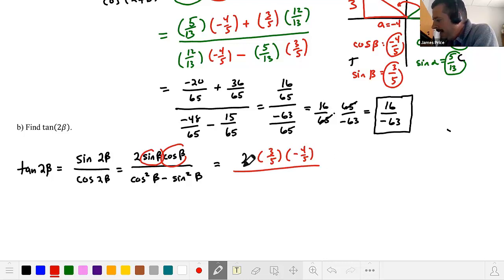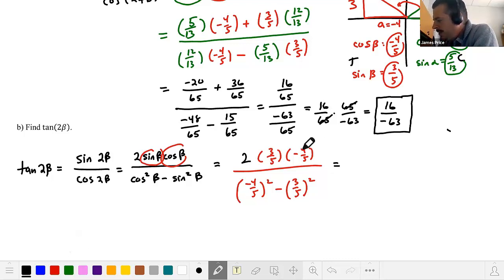And then divided by cosine of beta squared, so that's negative 4/5, quantity squared. And then minus sine squared of beta, so that's 3/5, quantity squared. So we've already done all the work here in the problem before, right? So we don't really have much to do. And now it's just a bunch of arithmetic.